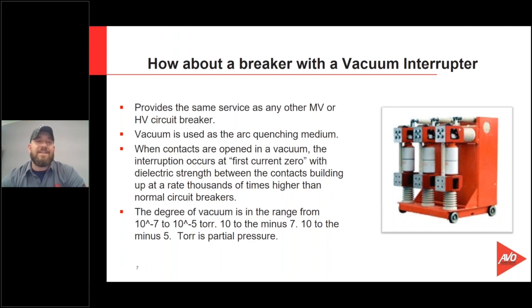The last one down there talks about the degree of vacuum, which is in the range from 10 to the minus 7 to 10 to the minus 4. This is called a torr. All right, and this is the value of pressure internally within that interrupter.